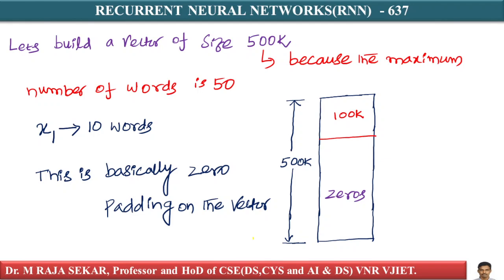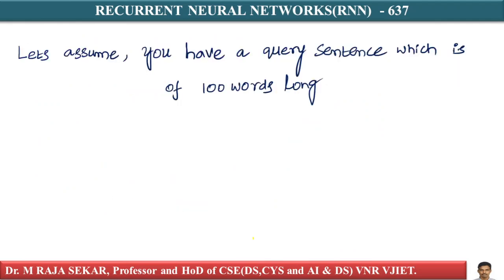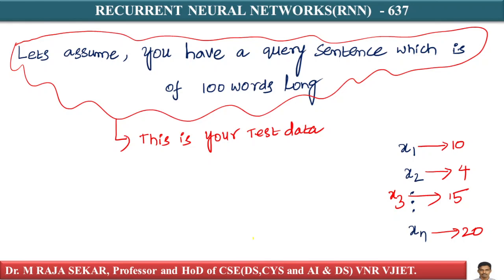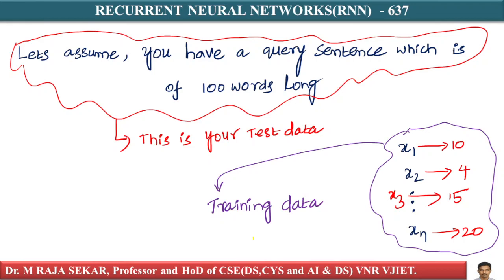There is one more problem with this. Let's assume you have a query sentence which is 100 words long. Let me assume that after training I have a query sentence of length 100 words. Query sentence means I can say it is test data, isn't it? What is training data? X1 has 10 words, the first review. X2 has 4 words. X3 has 15 words. This is my training data, isn't it?